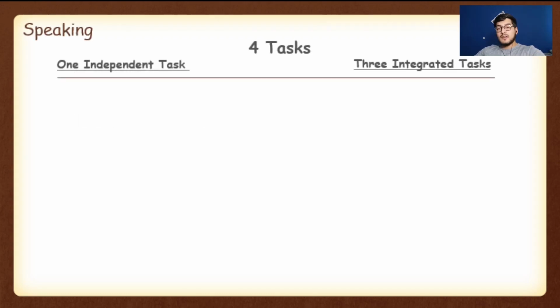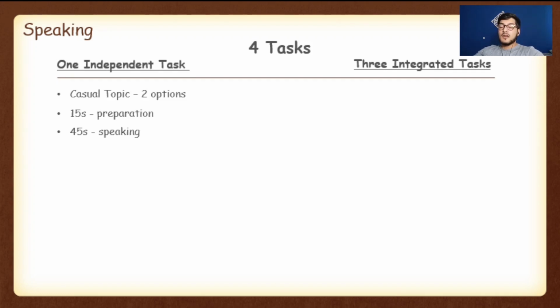The third section of the TOEFL is speaking. It has 4 tasks. One is an independent task, and three are integrated tasks. In the independent task of the speaking section, there's a casual topic that asks about 2 options. It has many different styles. We'll talk about it later.